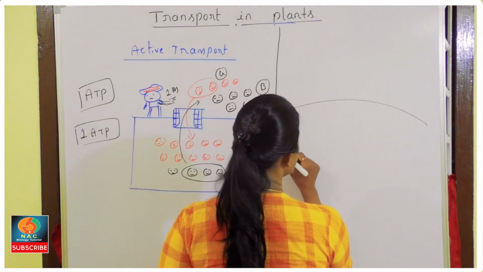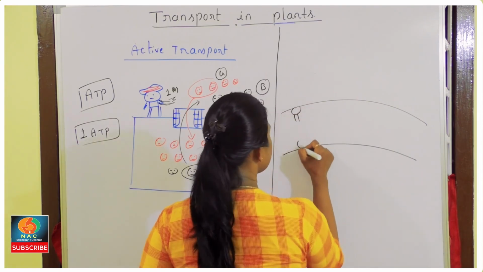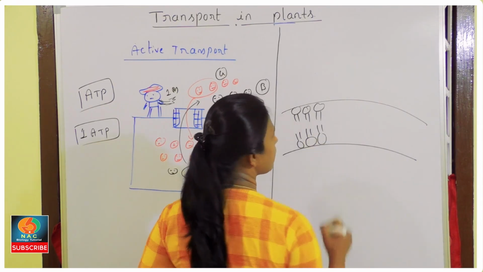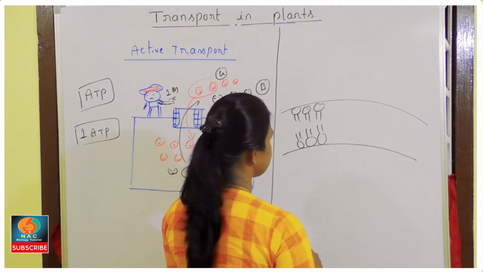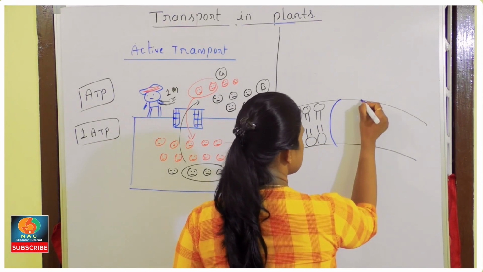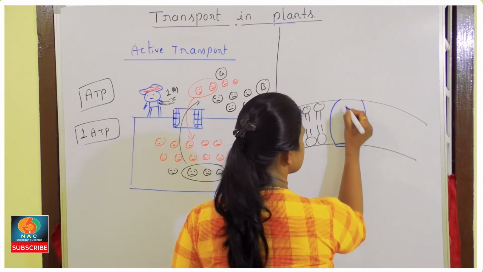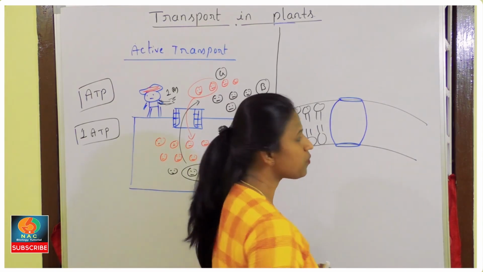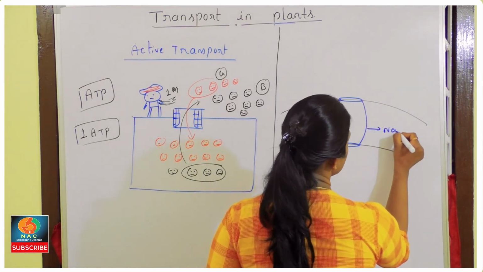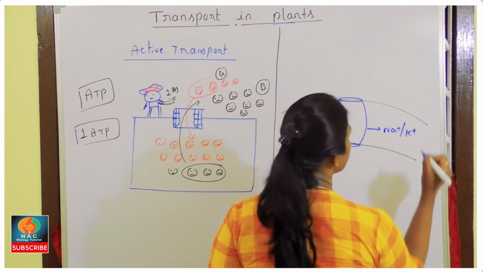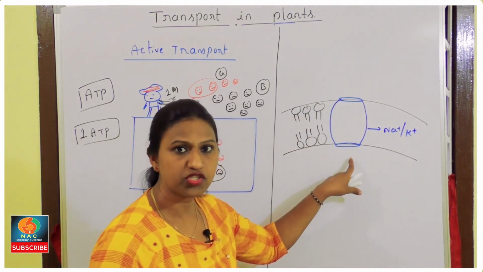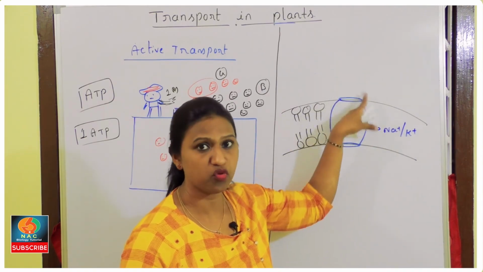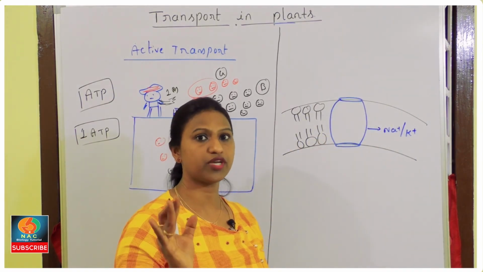This is the plasma membrane. Here is the lipid bilayer. And here is one gate, one protein, present. This protein channel is known as the sodium-potassium pump. That means through this channel, either sodium can move inside and outside or potassium can move inside and outside. This is called the sodium-potassium pump.